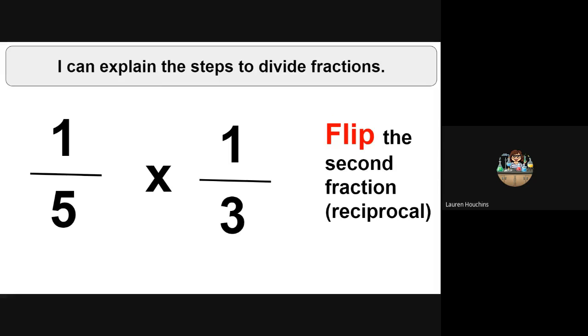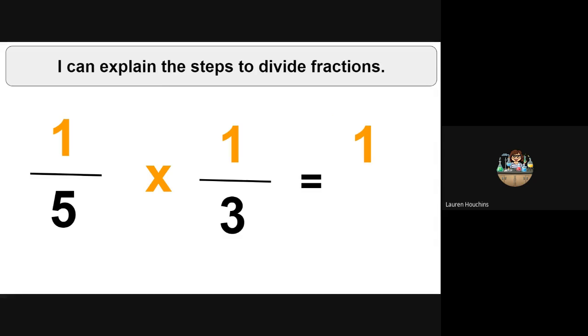When we multiply fractions, remember we multiply straight across. So 1 times 1 gives me 1. And then 5 times 3 gives me 15. So my answer for 1/5 divided by 3 is 1/15.